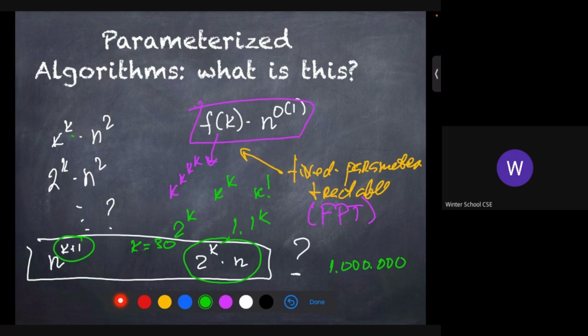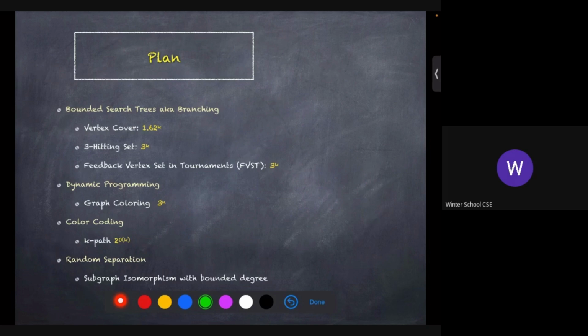And these functions, they're both exponential, but the exponential growth is different. That's the whole motivation behind what is FPT and parameterized complexity. And my plan is to give an overview of 3 basic techniques, or maybe even 4 basic techniques used in parameterized complexity.